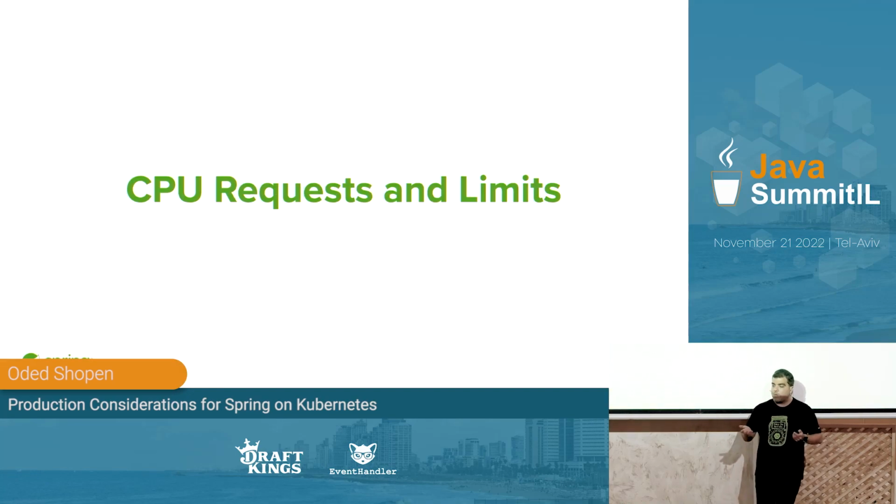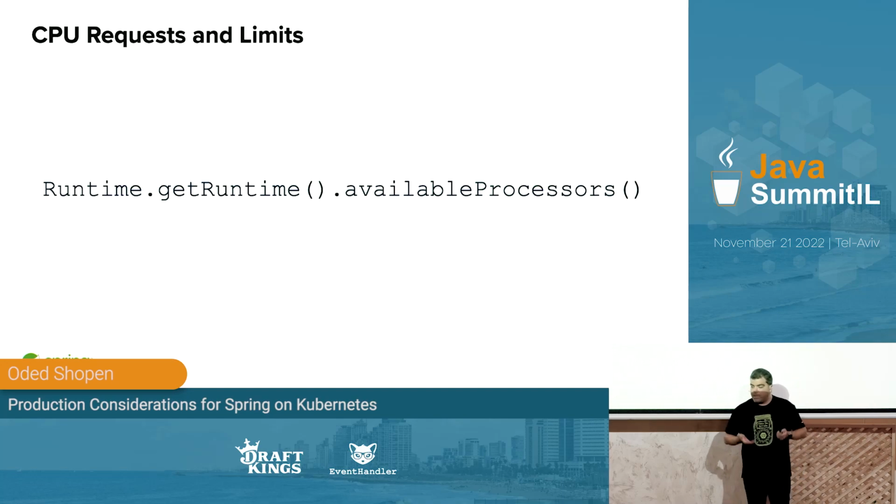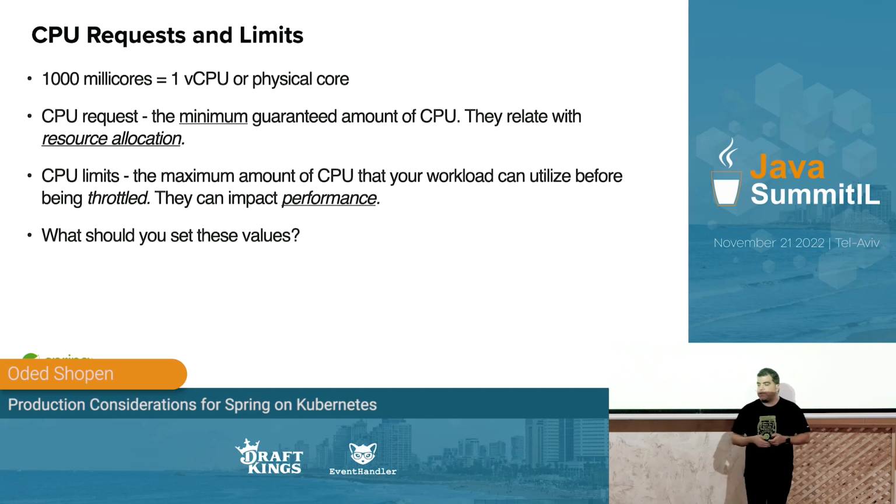Next up is CPU requests and limits. So, as we mentioned before, the JVM makes a lot of assumptions based on the available CPU and memory that it has from the container environment, which is basically how many processors do I have available. Now, in Kubernetes, a CPU request is based on millicores. 1,000 millicores translates to 1 virtual CPU.